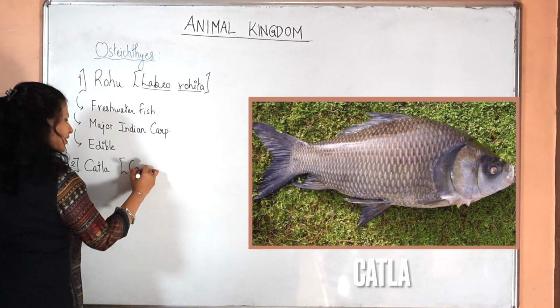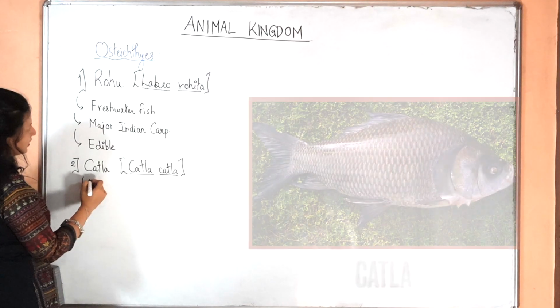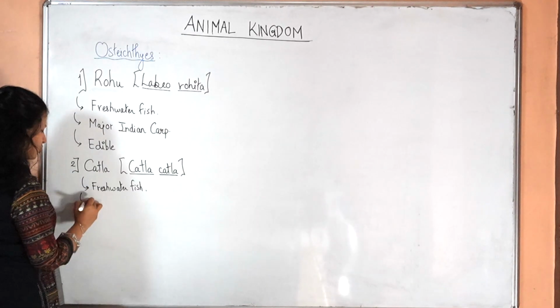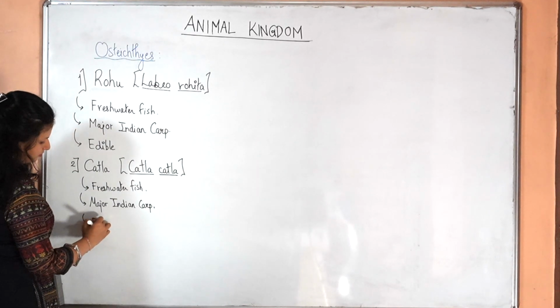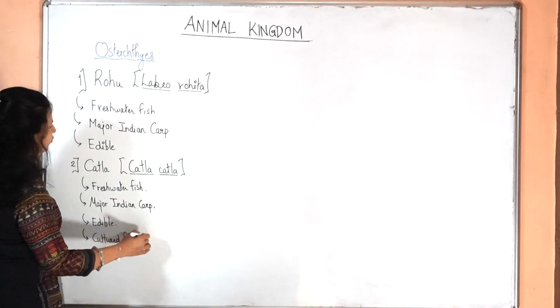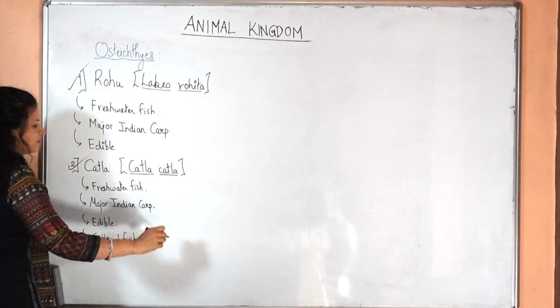Next example, Catla. Scientific name is Catla. Exact same features for Catla as well. It's a freshwater fish. Major Indian carp. It is edible and it's a highly cultured fish. Even Rohu is a cultured fish. Both these examples are important examples.